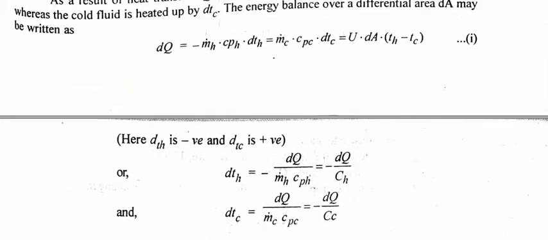Now here dTh is negative and dTc is positive. As the heat is lost by the system through the hot fluid, it is taken as negative, and dTc is taken as positive as the heat is gained by the system. Then dTh is equal to dQ by minus mh into Cph, or we can say minus dQ by Ch. Similarly, dTc is equal to dQ by mc Cpc, which is equal to dQ by Cc.